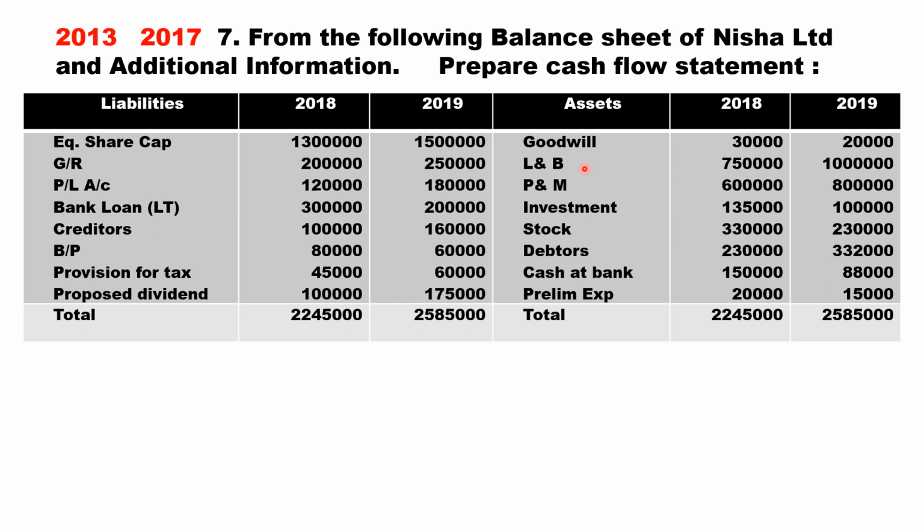So land and building, last year 7,50,000, current year it's 10 lakh. There is an adjustment related to land and building, so you should prepare an account. Plant and machinery, there is an adjustment, so you should prepare an account. Investment, it's 1,35,000 last year and current year it's 1 lakh, which indicates investments are decreased. So decrease in investment is treated as sale, 35,000, investing activity.